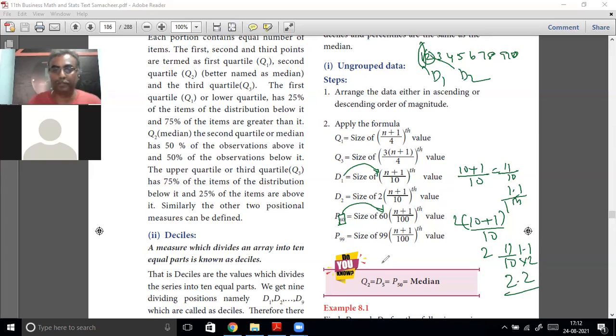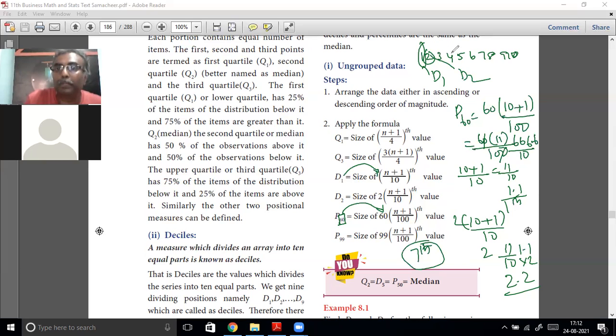Understood? That is how to find D2. Now how do we find a percentile? P60 is found as 60 into 10 plus 1 by 100. That is 60 into 11 by 100. Cut this, it gets cancelled. 6 into 11 is 66 by 10, 6.6. The 6.6th item will be rounded off to the 7th item. 1 2 3 4 5 6 7. This is P60. The 60th percentile item is 7.